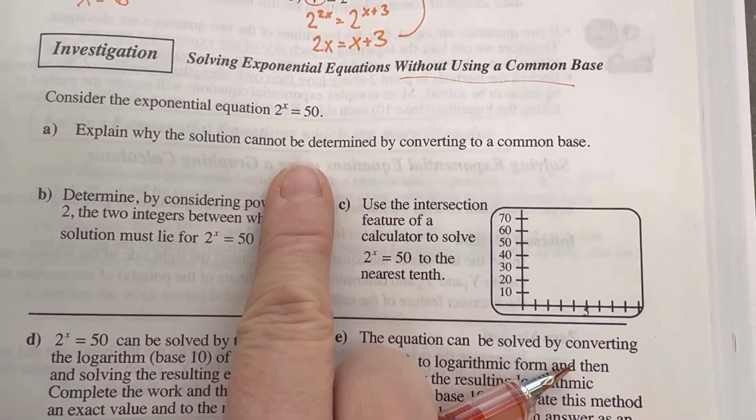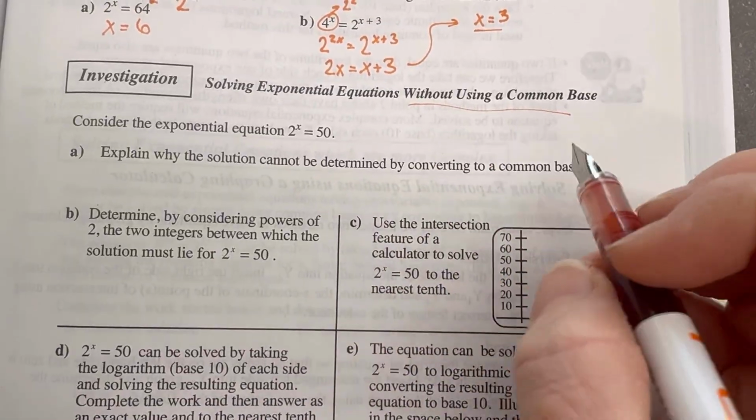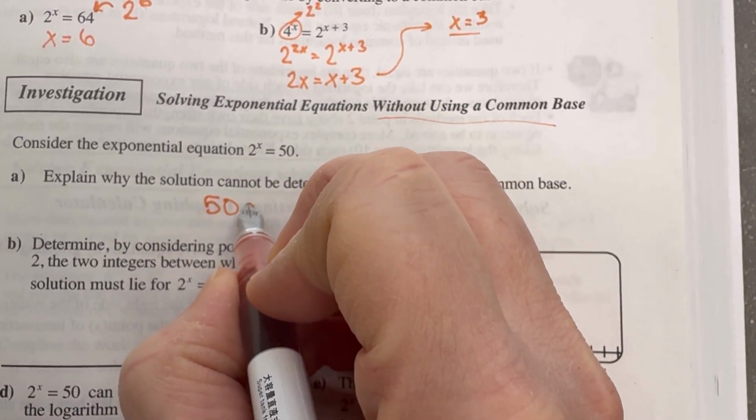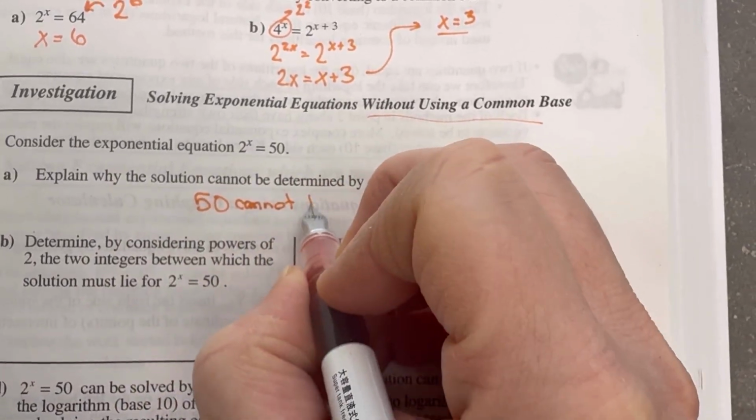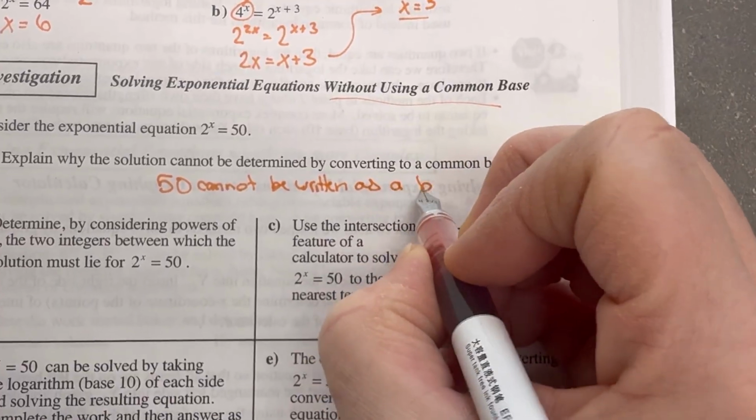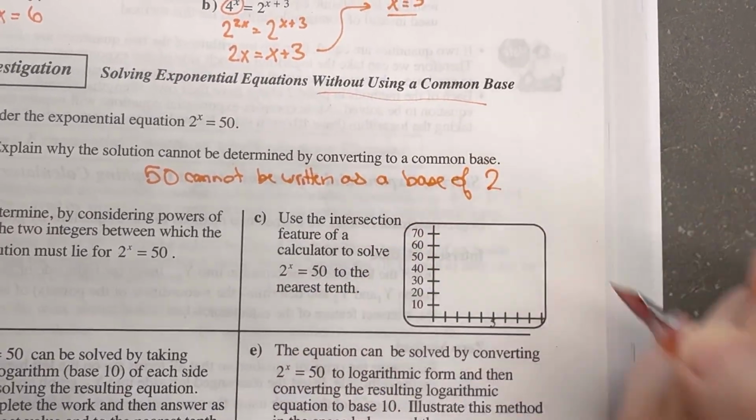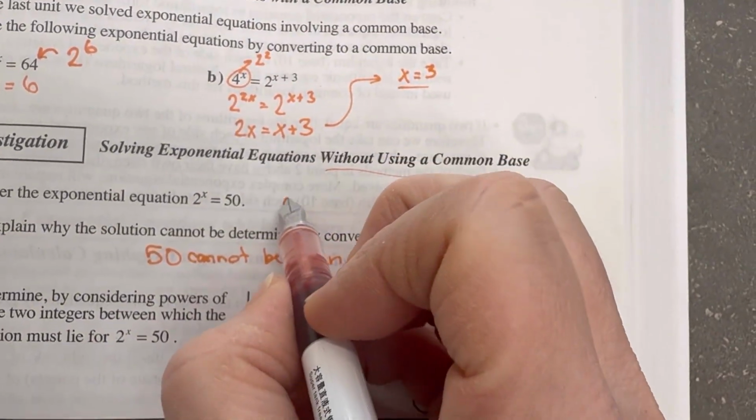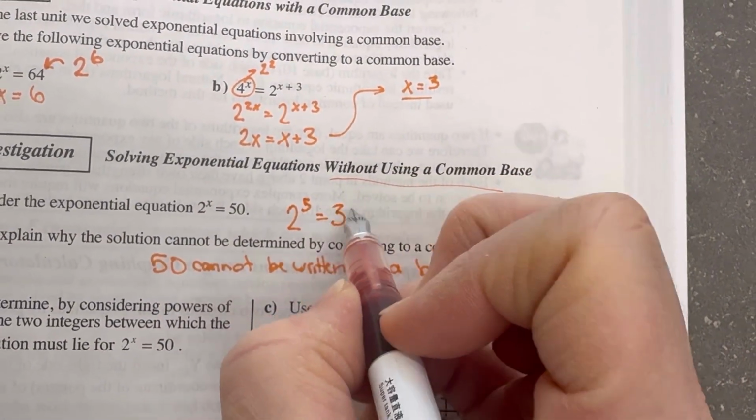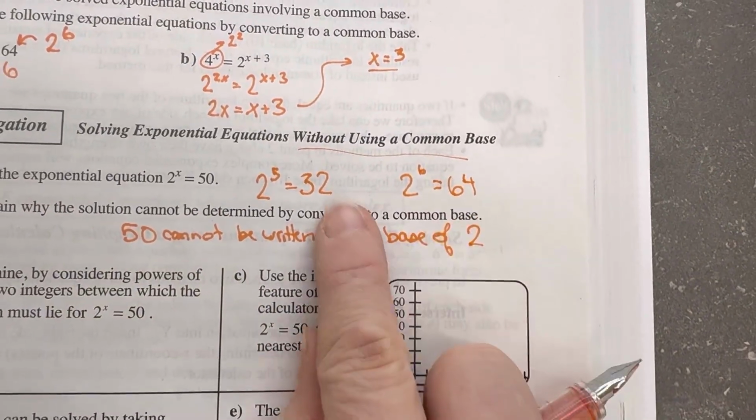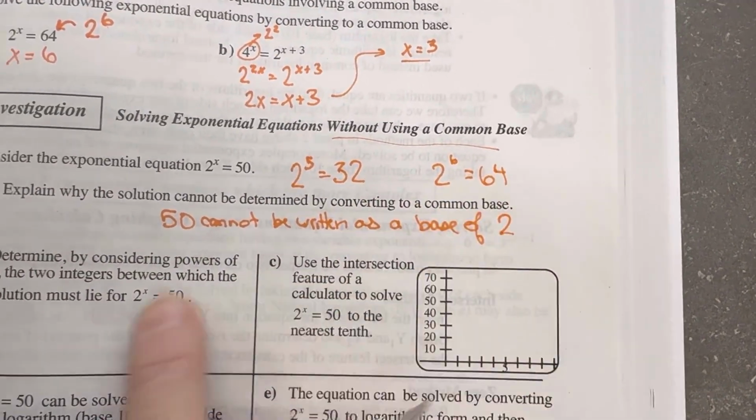Okay, so explain why this solution cannot be determined by converting to a common base. 50 cannot be written as a base of 2. The closest would actually be between, so 2 to the 5 is 32, 2 to the 6 is 64, as we just reviewed. So it would be somewhere in between those two.